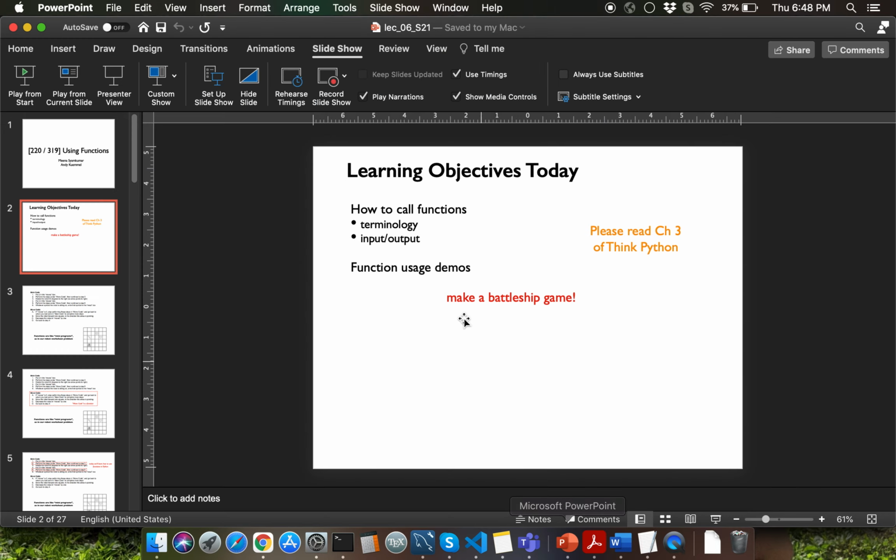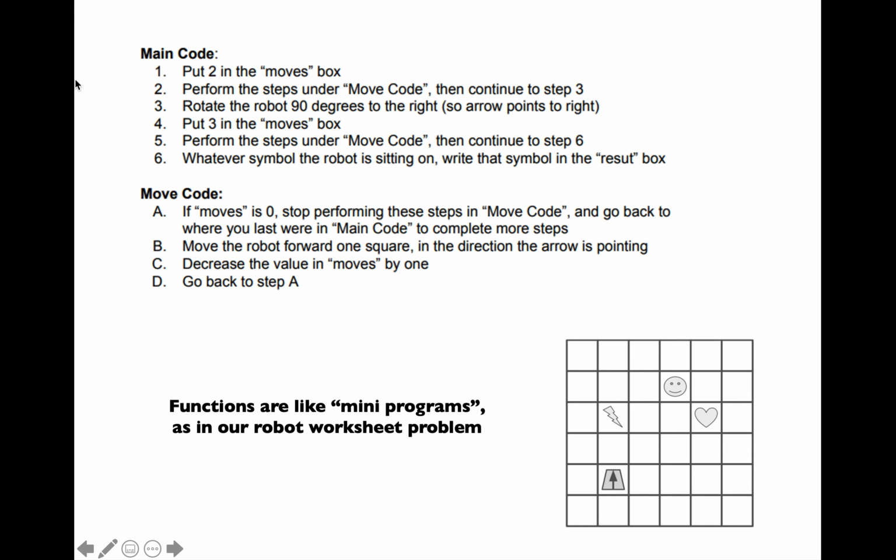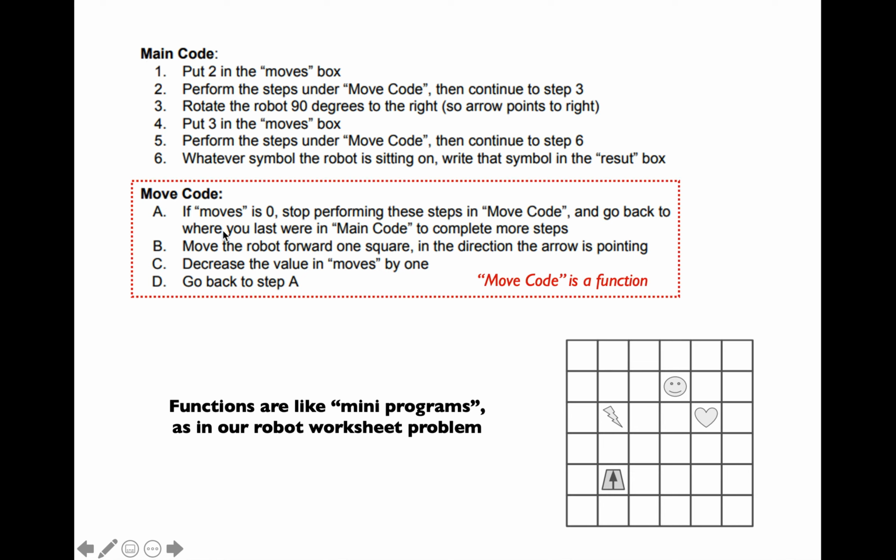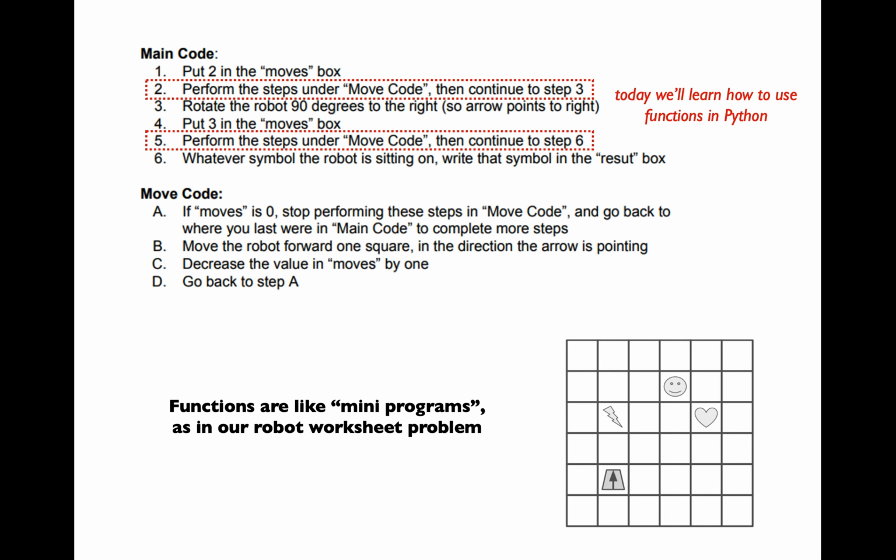I'm going to switch to my slide deck and let's talk about the pseudocode lecture example for functions. Recall that one of the problems in the pseudocode worksheet introduced you to the concept of functions. We had two snippets of code, which were main code and move code. Move code here is an example of a function. In today's lecture, we are going to learn all about using functions. That would be step 2 and step 5 in main code. How exactly can we use functions? We'll be calling or invoking the function.